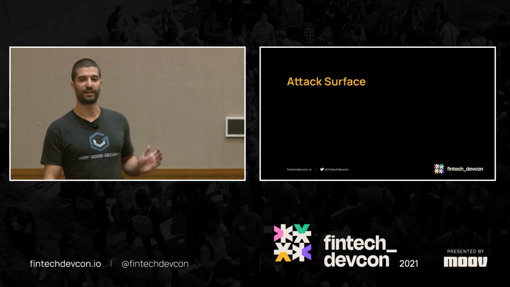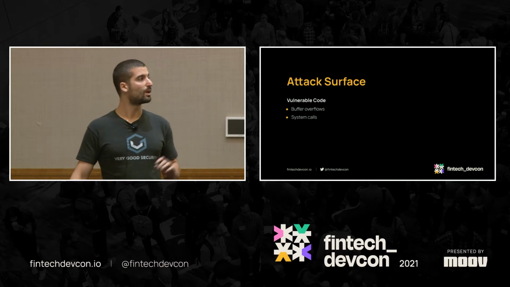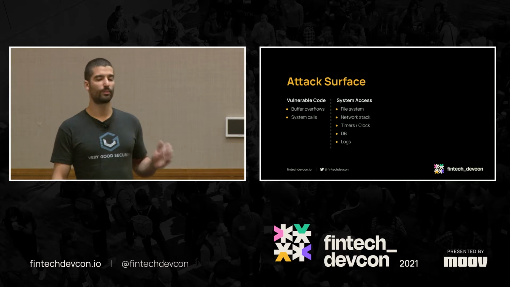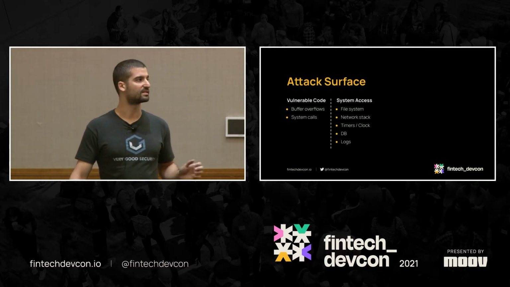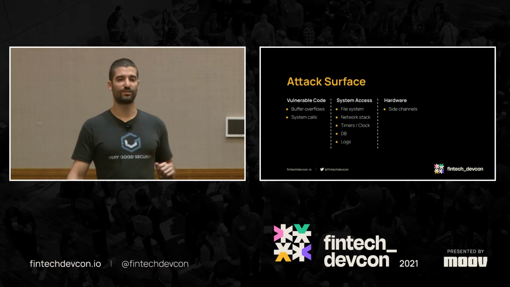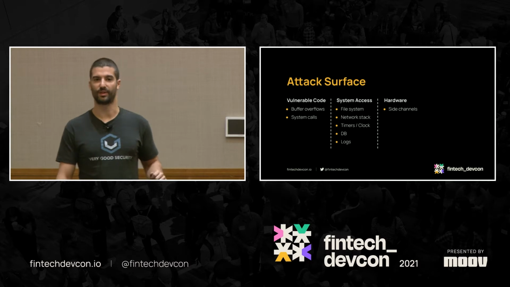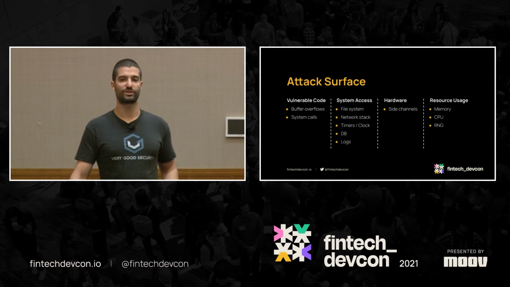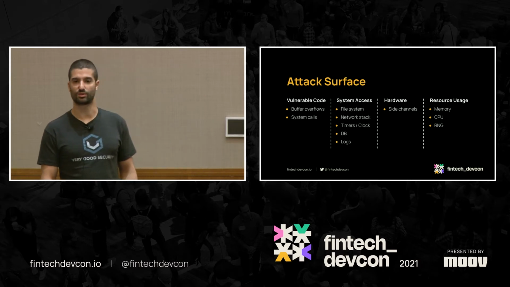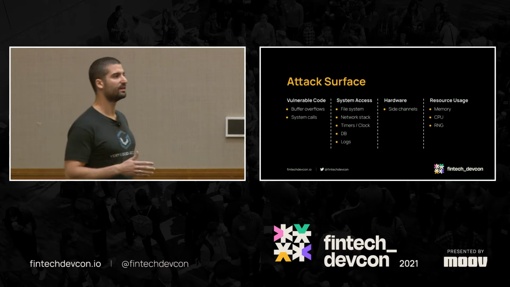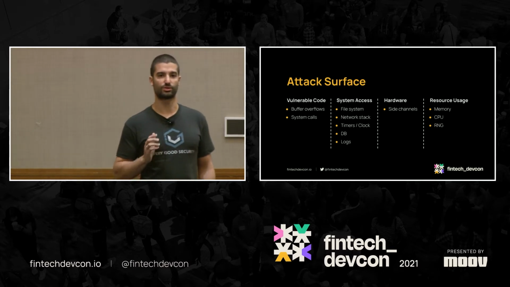This exposes a wide attack surface to the adversary, from code vulnerabilities such as buffer overflows and in-system calls, to arming the adversary with system access, such as the file system, the network stack, system clock and timers and logs, to possibly even hardware side channels, such as Spectre and Meltdown. And finally, it gives the adversary control over CPU and memory resource usage, giving them the ability to possibly DDoS the underlying hardware.